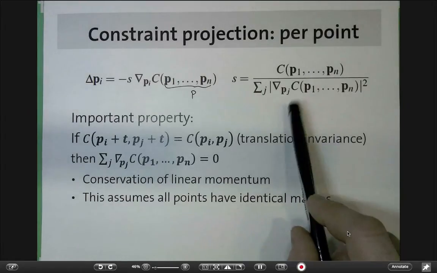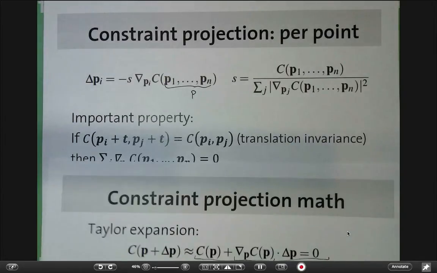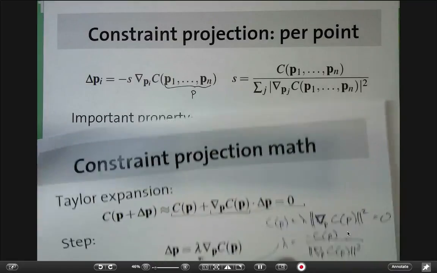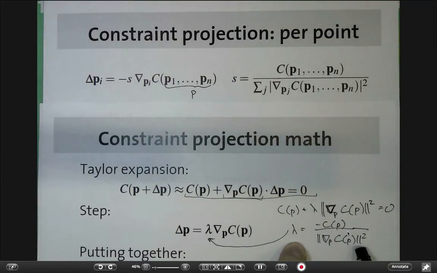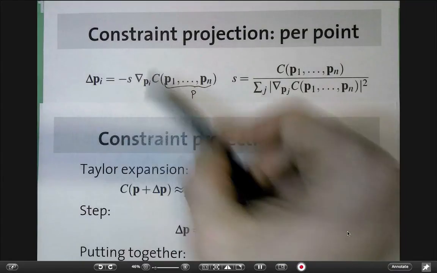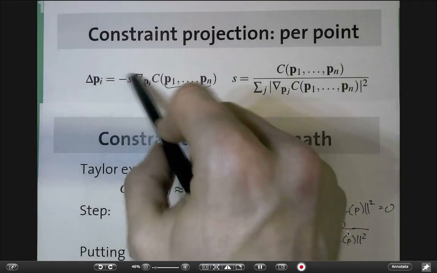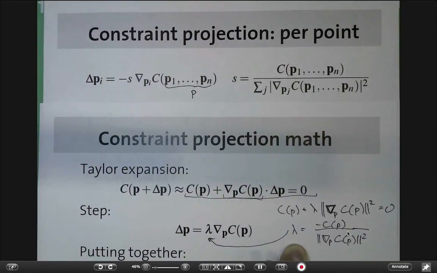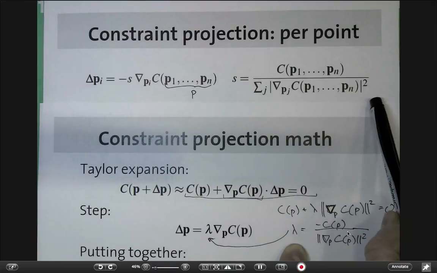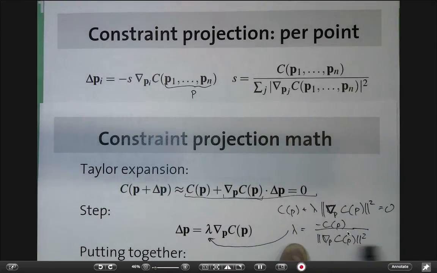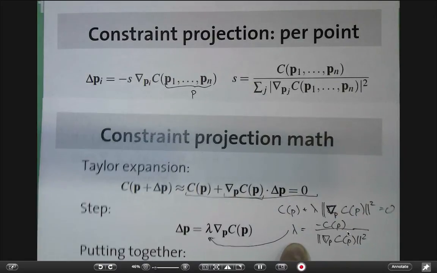And this is nothing but this formula. The minus here is just an extra minus because, as I said, minus s is what lambda was here. But other than that, this is the same. This is just the squared norm of the gradient written using the individual particles.